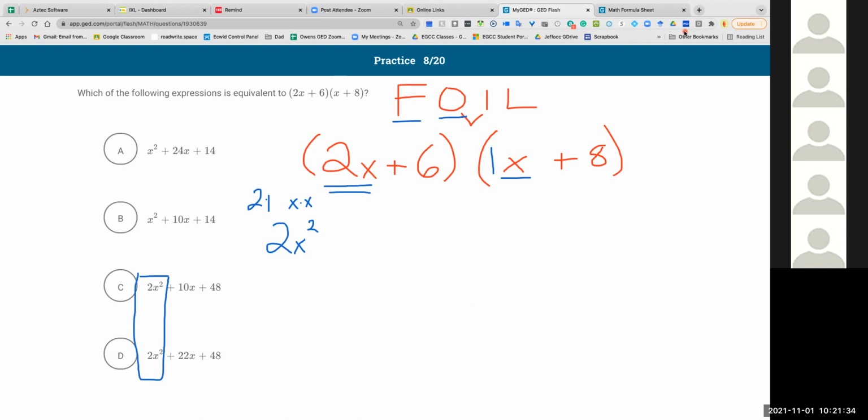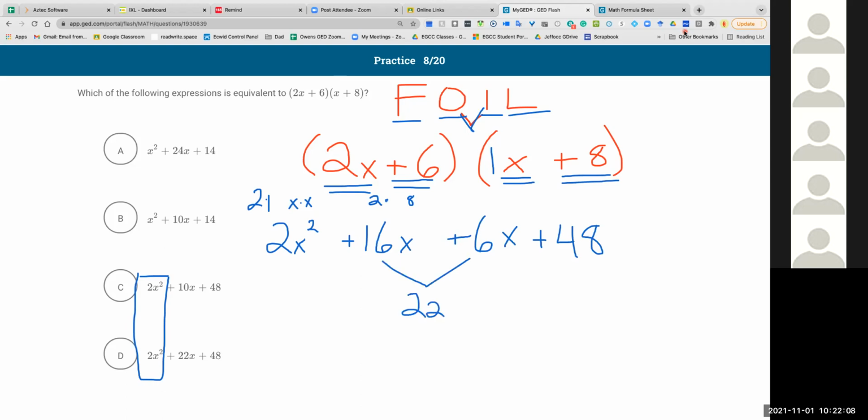Next, we do the outside ones. That's those two. And we do what we can. 2 times positive 8, just regular old 8. 2 times 8 is 16. Positive 16. And then the x comes on down like luggage or a stray dog. Then we do the inside ones. Positive 6 times x is positive 6x. That's all it can be. And then last is this monster number. Multiply those two. And then we do our last little step where we get the x family together.